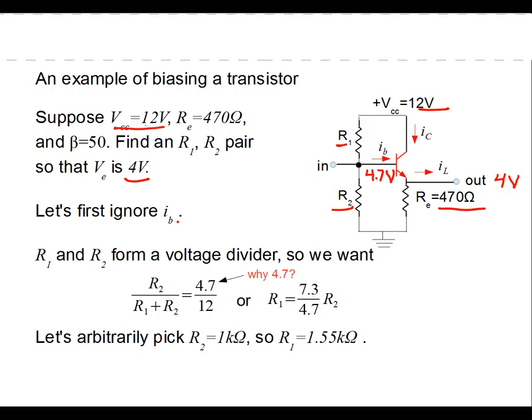So what we do is, let's ignore the base current, which is good. R1 and R2 form a voltage divider, so all we want is the voltage divider ratio to be about 1/3. We would go through and simplify this, and we'd find that we want R1 and R2 to look something like this. If we arbitrarily set R1 equal to 1K ohm, 1,000 ohms, we would find that R2 is about 1,500 ohms. Now, if we said R2 was 2,000 ohms, then we'd find R1 would be 3,000 ohms. So it's the ratio we're interested in, not the values.